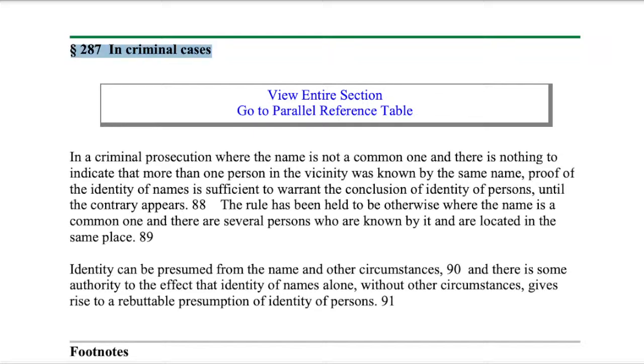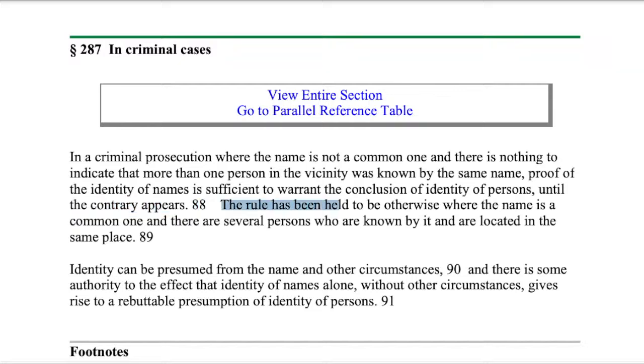In criminal cases, in a criminal prosecution where the name is not a common one, and there is nothing to indicate that more than one person in the vicinity was known by the same name, proof of the identity of names is sufficient to warrant the conclusion of identity of persons, unless the contrary appears. Again, that slightest shred of doubt is all it takes, that one proof of fact to the contrary.